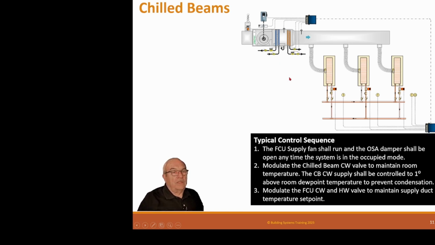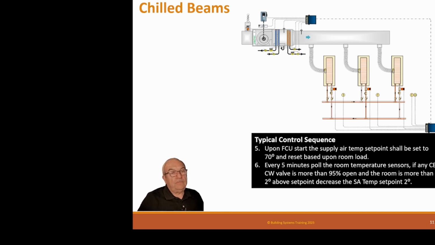So the sequence: the fan coil supply fan shall run and the outside air damper shall be open anytime the system is in the occupied mode. Modulate the chill beam chill water valves to maintain room temperature. The chill beam chill water supply temperature should be controlled to 1 degree above room dew point temperature to prevent condensation. Modulate the fan coil chill water and hot water valve to maintain supply duct temperature set point. Upon fan coil start, the supply air temperature set point should be set to 70 degrees and reset based upon room load.